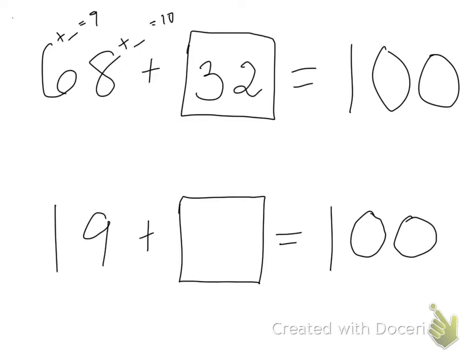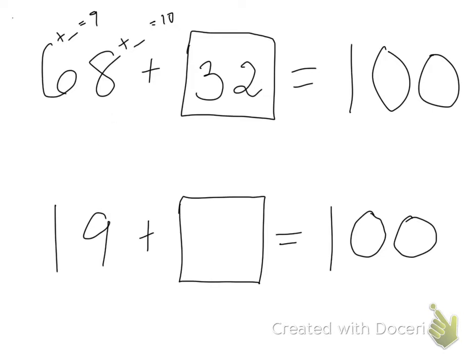And to double check, I can go ahead and add them. 68 plus 32. 8 plus 2 is 10. Carry my 1. 1 plus 6 is 7. Plus 3 is 10. So that's going to be correct. Okay. All right, what about this next one?